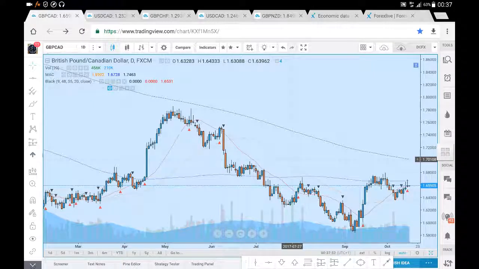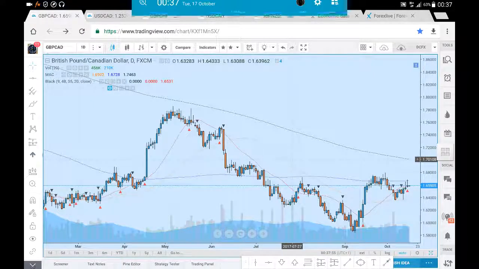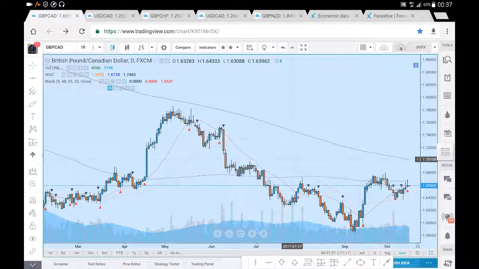So this is the pound CAD end of day analysis for Tuesday 17th of October. Now let's just have a look at the charts. So I've just received a bullish buy signal on the pound against the CAD on the 16th of October.